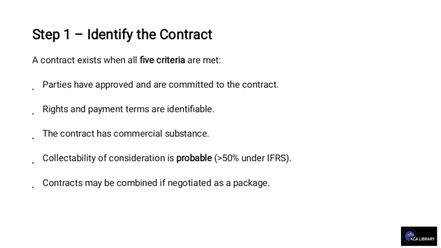Let's look at step 1, identifying the contract. A contract exists when all 5 criteria below have been met. The first is parties have approved and are committed to the contract. Rights and payment terms are identifiable. The contract has commercial substance. Collectibility of consideration is probable, and this is actually greater than 50% under IFRS. And contracts may be combined if negotiated as a package.